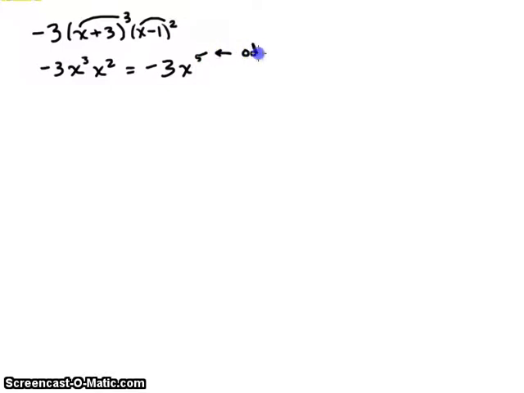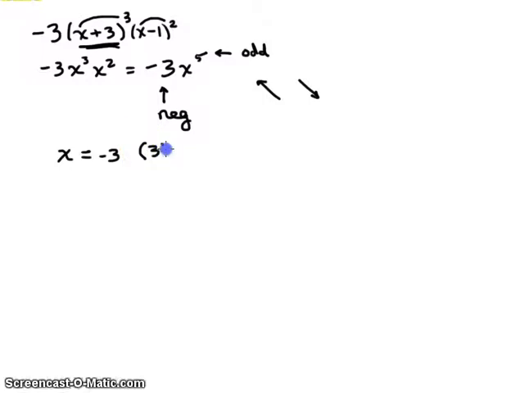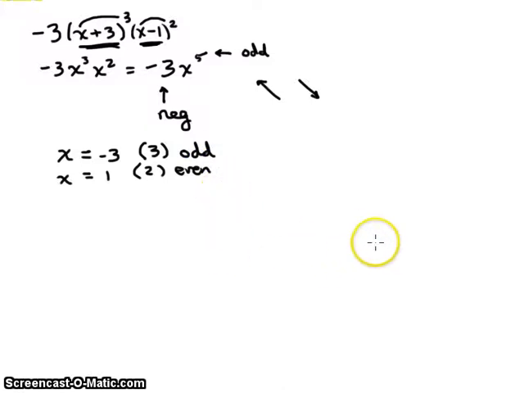This is an odd degree, and I have a negative leading coefficient, and so my end behavior is going to be in this direction. Okay, so let's go ahead and get the zeros. Negative 3 has no 0, of course, with it. I have a 0 for this factor, which is x equals negative 3. And this has a multiplicity of 3. I'll just make a note out here. This factor has a 0 of positive 1, and its multiplicity is 2. So this is even multiplicity. This is odd multiplicity. And now I'll go ahead and draw my graph.